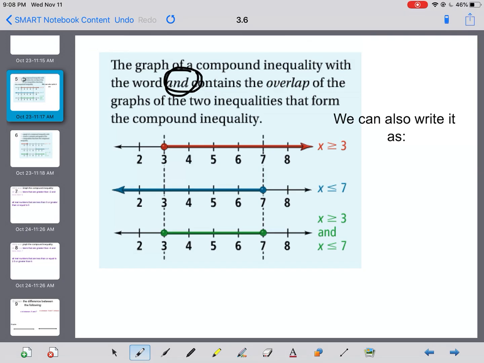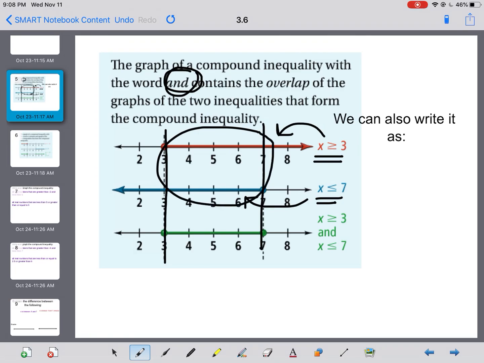Okay, if your compound inequality has the word and, that means that my two individual inequalities would have some overlap. So the graph of x is greater than or equal to 3 looks like this red one. The graph of x is less than or equal to 7 looks like this blue one. And if you notice, they actually have a large area where both of these graphs cover the same amount. So that's called your overlap, and that would be your compound inequality. Right here, this section of overlap covers both of those requirements. So that is your compound inequality.